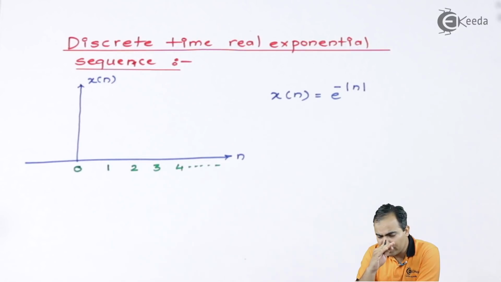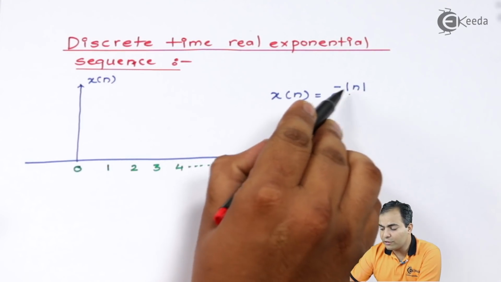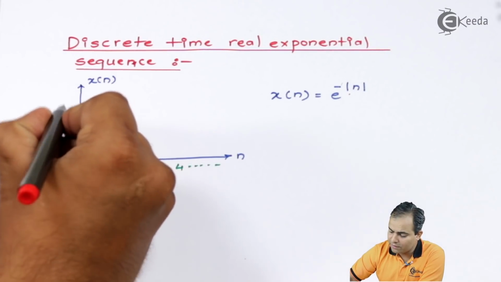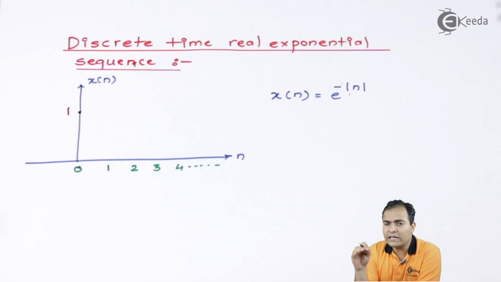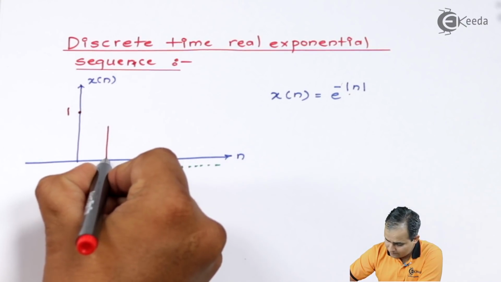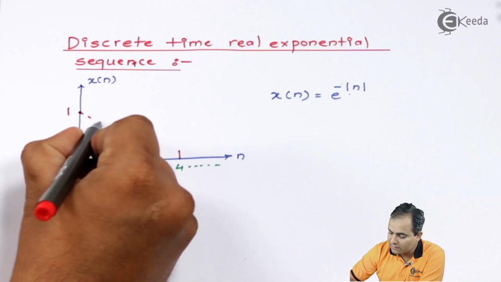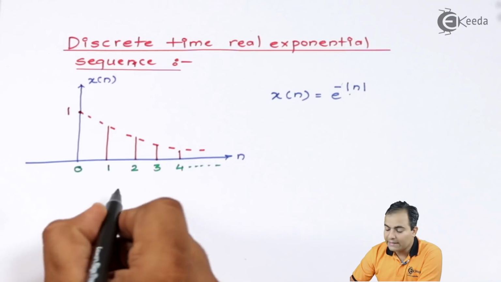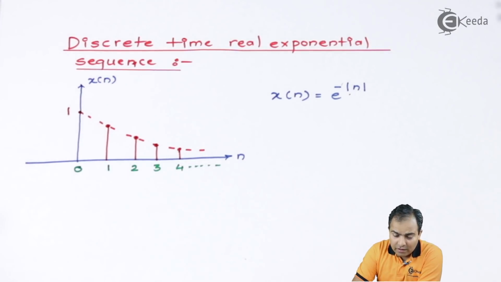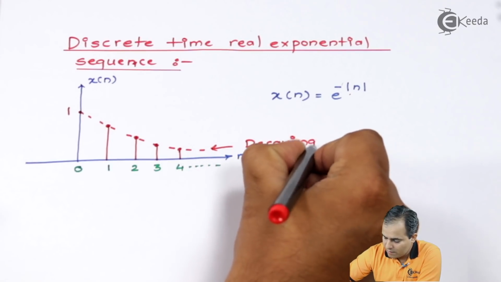The graph I want to show is decaying. Decaying means your amplitude continuously goes on decreasing. At n equals 0, if I substitute n equals 0 over here, e to the power 0 becomes 1. This means at n equals 0, the function has amplitude 1. So let's say this is the amplitude, which is 1. As I said, the function exponentially decreases its amplitude. At n equals 1, the amplitude will be like this, and it will go on continuously decreasing in an exponential manner. As you can see, this graph is exponentially decreasing, and these are the amplitudes of the graph. This is the decaying exponential.